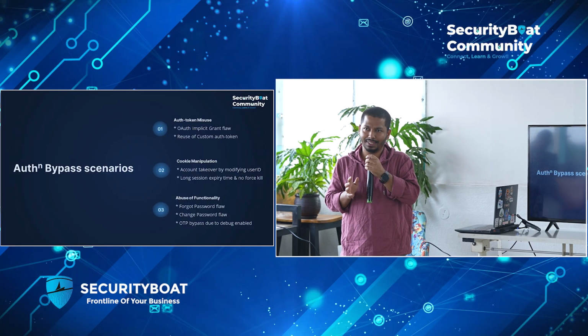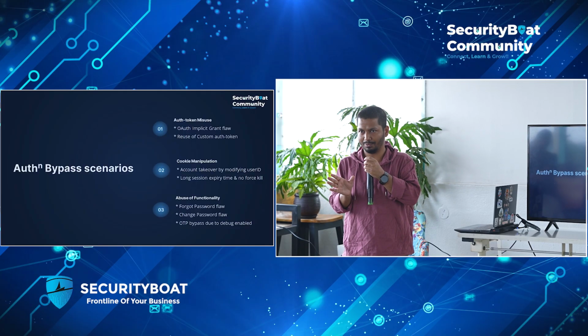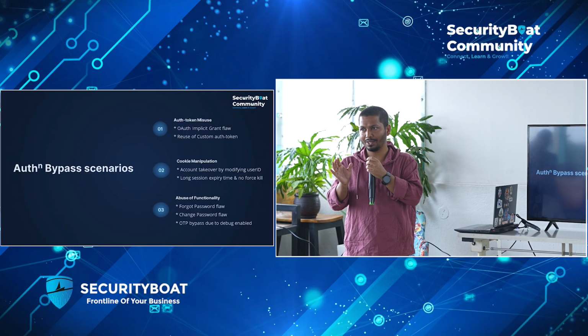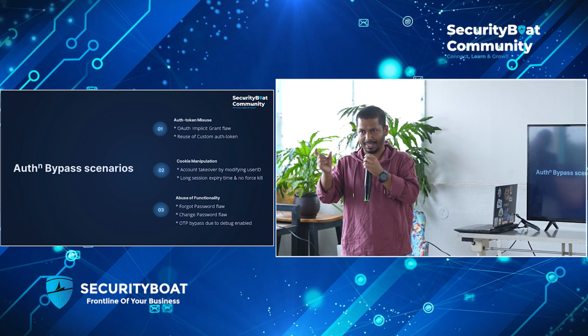What happens in this specific implicit grant flow is that if the user ID and the token are not mapped properly, it is basically a configuration issue. If not mapped properly, what a hacker can do is initiate a valid authentication request for their own user. They get the token, and then they intercept the request.